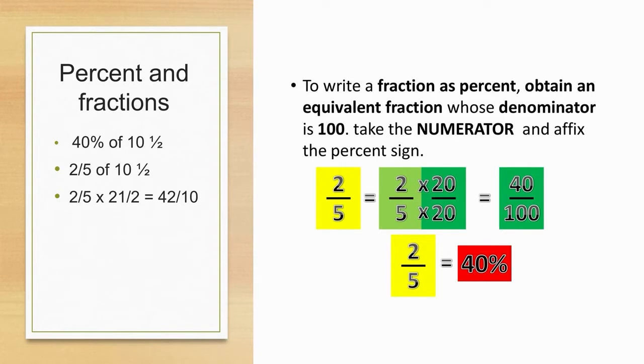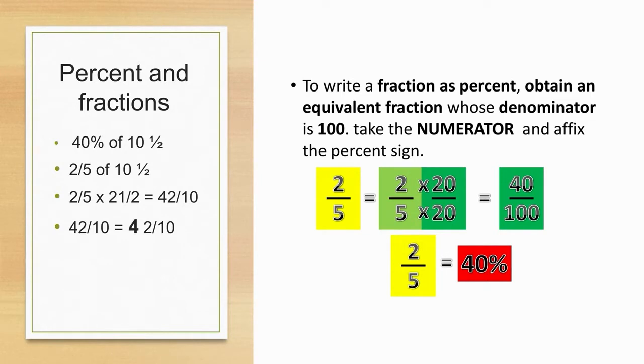And then you'll multiply throughout again. 2 multiplied by 21 gives me 42, and 5 multiplied by 2 gives me 10. So now I have another improper fraction, which is 42/10. What do I do here? I change it back. I convert it to a mixed number. So 10 into 42 goes 4 times, and I have a fractional part of 2/10 left.